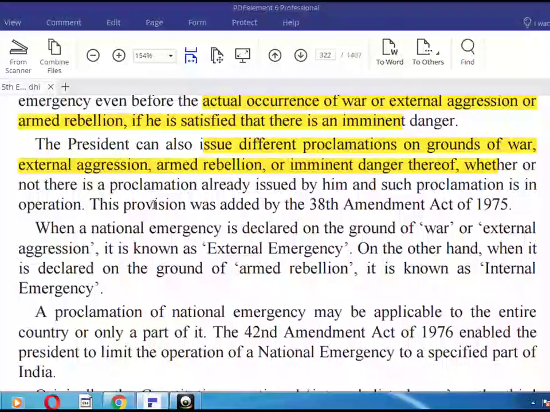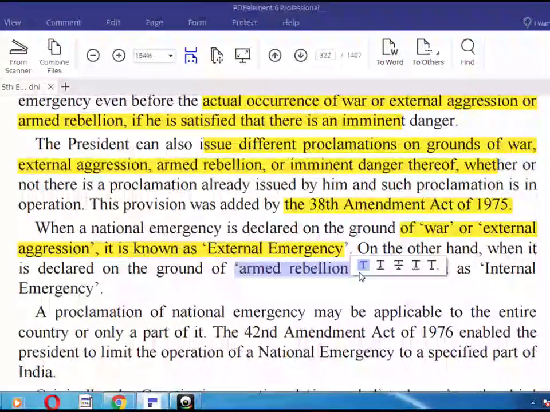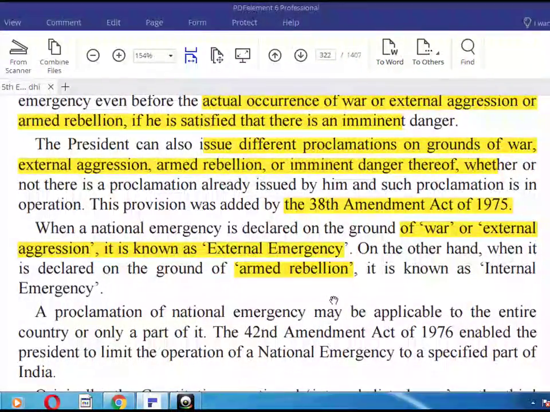Such a proclamation can also be made while a proclamation already issued is in operation. This provision was added by the 38th Amendment Act of 1975. When a national emergency is declared on the ground of war or external aggression, it is known as an external emergency. On the other hand, when it is declared on the ground of armed rebellion, it is known as an internal emergency.